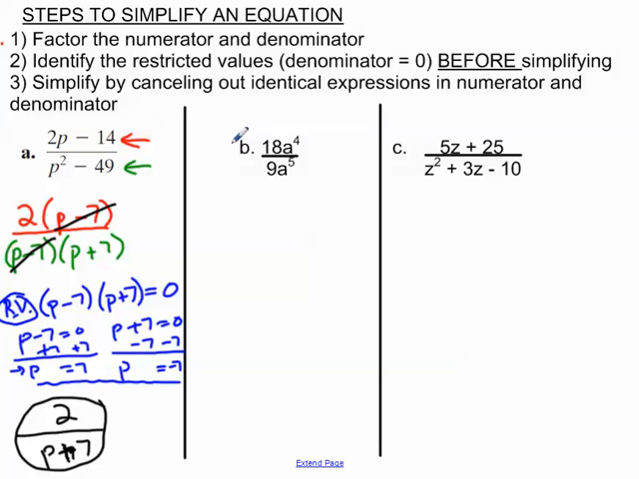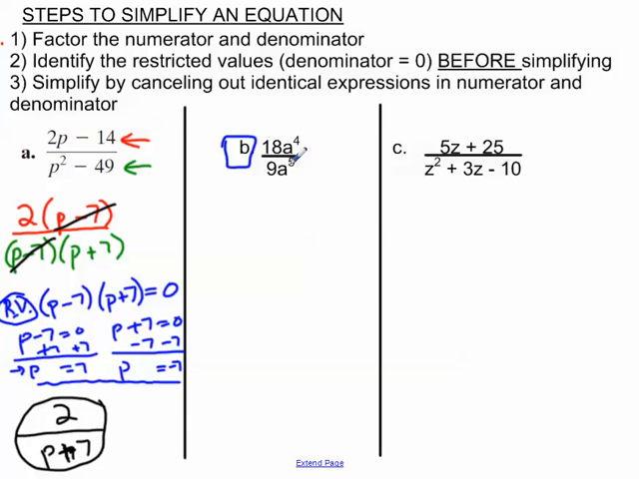Let's go take a look at question B. This one's a little bit more straightforward. Do we have to factor our numerator and denominator? Our numerator pretty much is factored already. We've got 18 and we've got a to the 4th. We've got 9, we've got a to the 5th, and those are pretty much factored already, so we don't have to really go too far with that one.